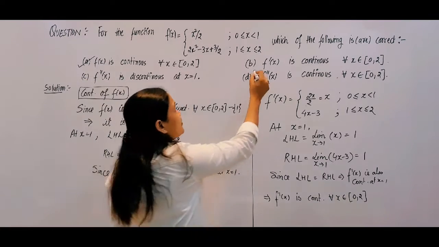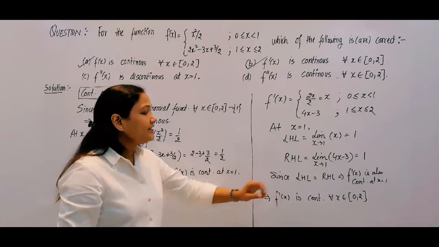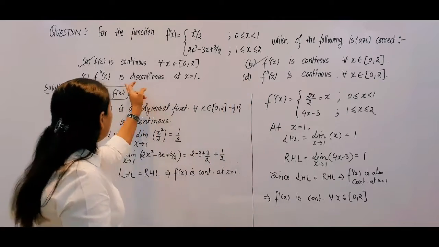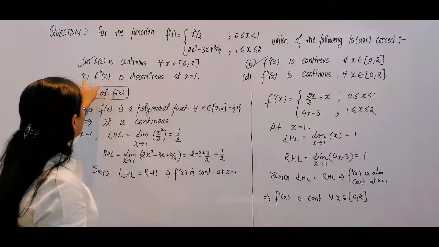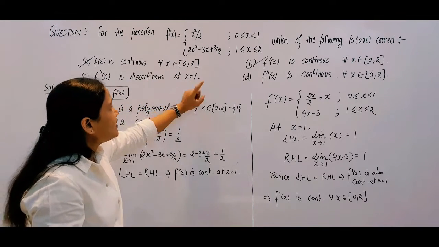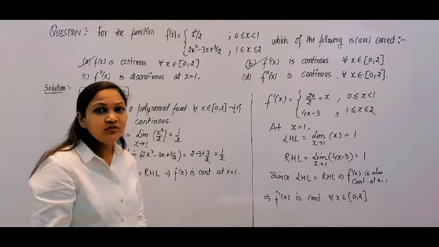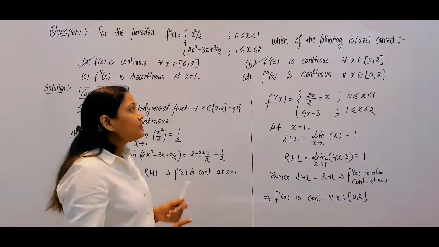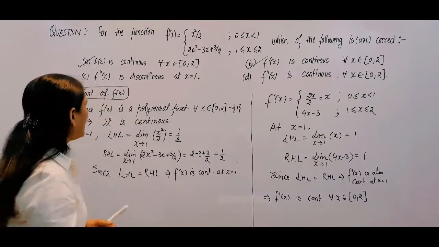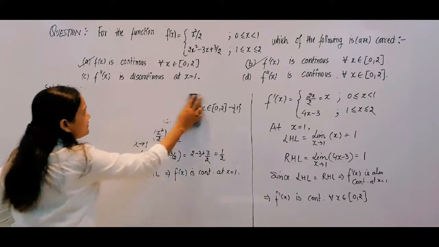So your second option is also correct, that derivative function is also continuous for all x belongs to 0 to 2. But third and fourth option says that you have to check. Third option is second derivative function is discontinuous at x is equals to 1, and fourth option is second derivative function is continuous for all x belongs to 0 to 2. So you have to also check the second derivative function for continuity. So let us start with finding out the second derivative function.